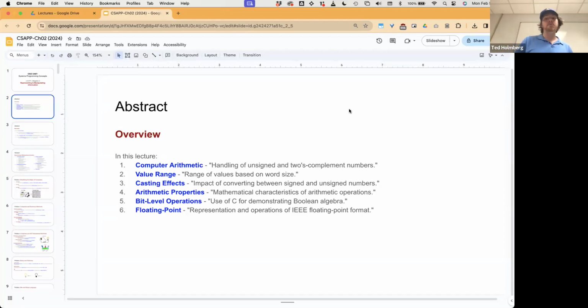Okay. The arithmetic properties, so the mathematical characteristics of arithmetic operations. I'm sure y'all covered shifts, and again, we'll talk about it, but I'm going to get a feel from your faces how quickly I can go through some of this content. Bit level operations. Of course, we're going to use C for demonstrating Boolean algebra, but usually a big concept of how we manipulate and store data is all about its Boolean representation, its binary representation. Binary representation allows us to use Boolean algebra on it. And then floating point representation using the IEEE floating point format, and how that actually is able to save your data, and how precise is that data? Well, we're going to take a look at all of that.